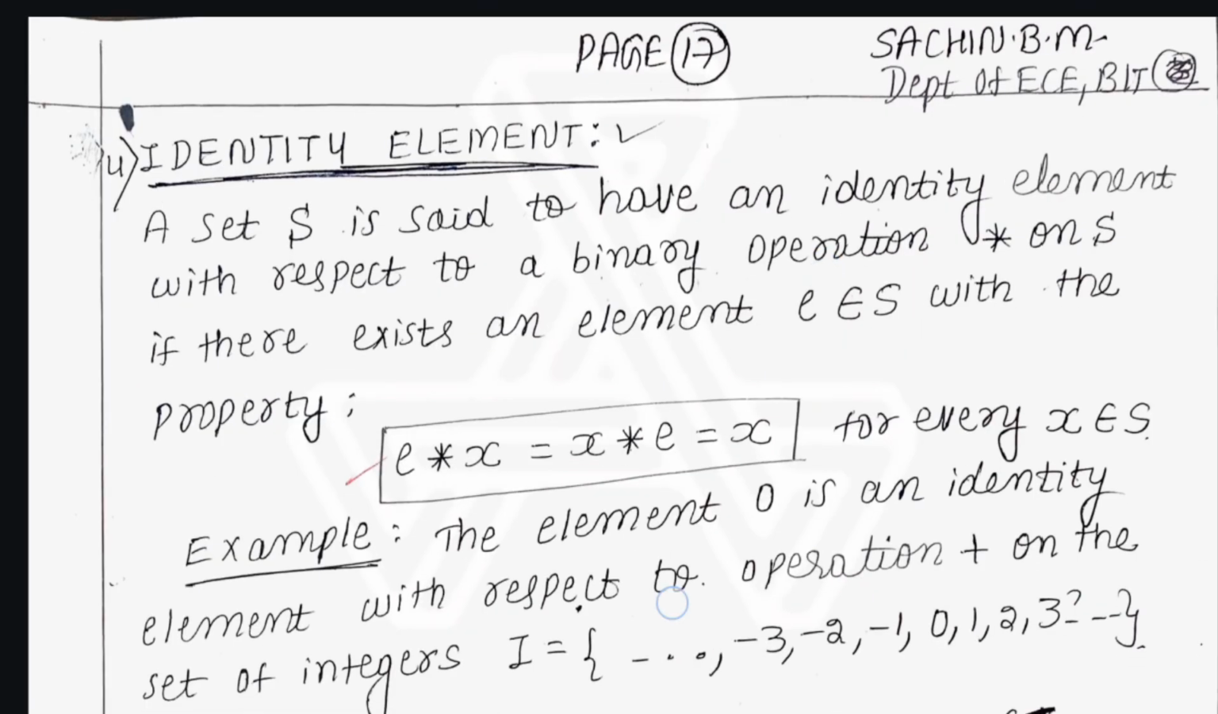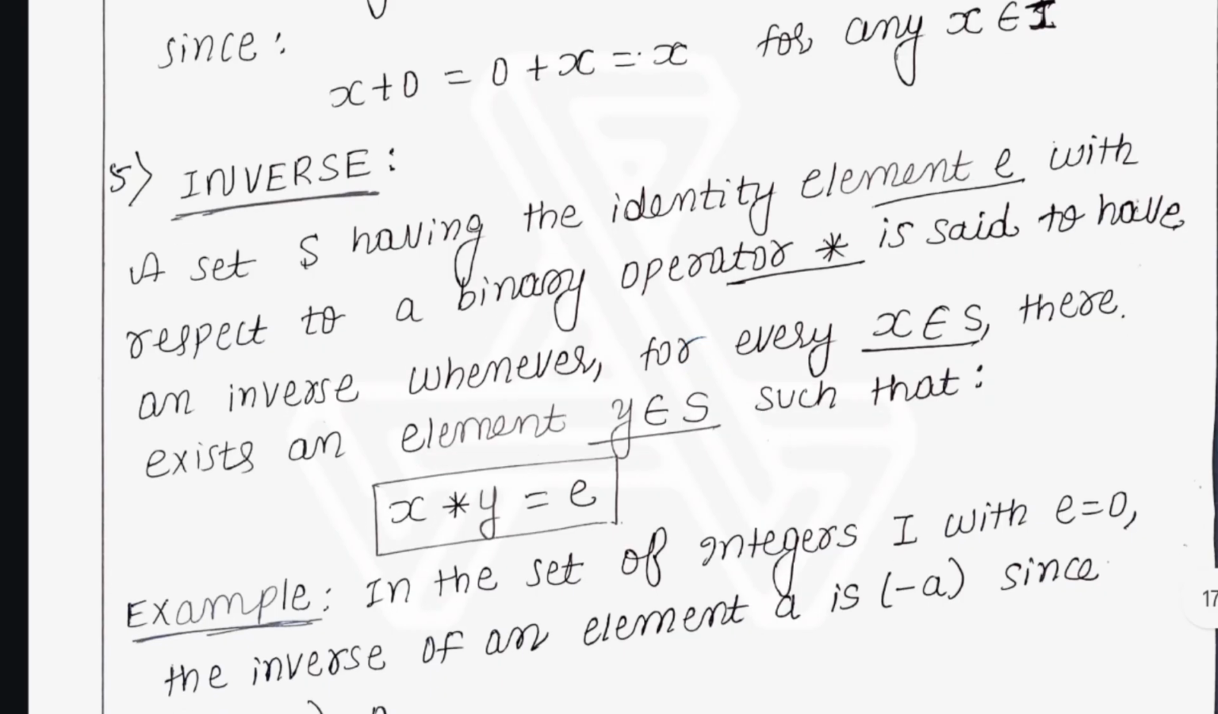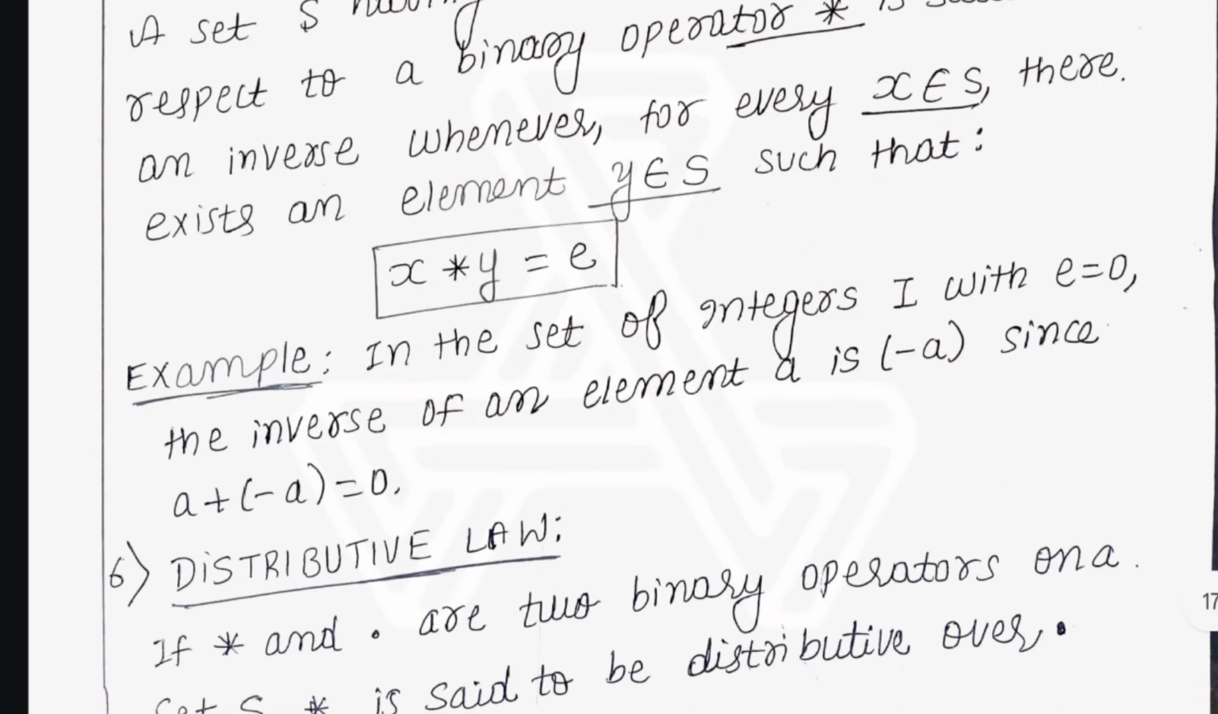Identity: e * x is equal to x * e. Identity. Inverse: x * y is equal to e. Inverse: the set having an identity element e with respect to a binary operator * is said to have an inverse whenever for every x belonging to S there exists an element y belonging to S such that x * y equals e. In the set of integers, with e equal to 0, a plus (minus a) is equal to 0. That is the inverse.